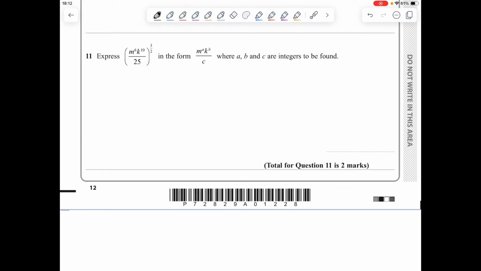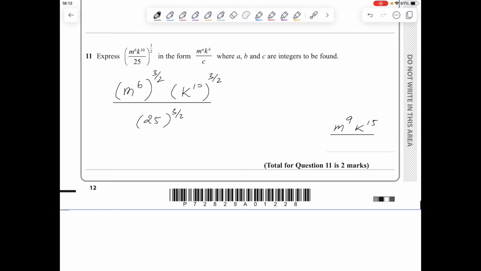For question 11, I'll start by applying the power 3 over 2 to each term individually. So here's my fraction line, and I've got m to the power of 6 to the power of 3 over 2 times k to the power of 10 to the power of 3 over 2 over 25 to the power of 3 over 2. Now for the top one, just multiply the powers. This will give you m to the power of 9, k to the power of 15 over, and then for the denominator, you can just put this on the calculator and get 125.